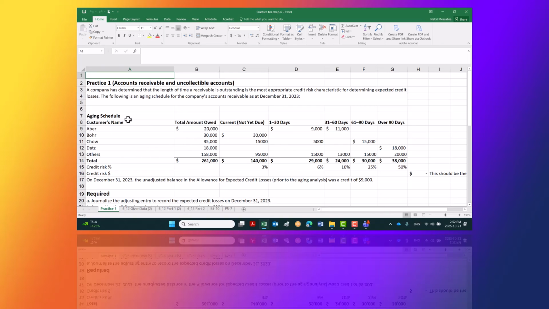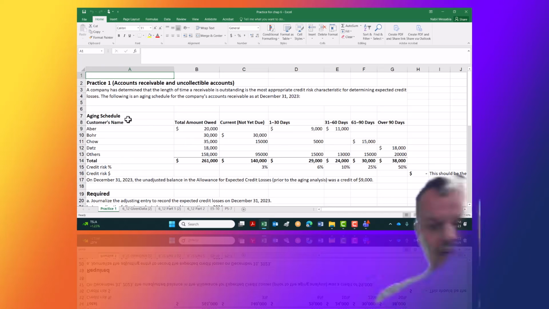This is the customer name, the total amount due from every customer, and the age of every receivable. Some of them are less than 30 days, 31 to 60 days, 61 to 90, over 90 days. And of course, the older the receivable is, the more the risk is, right?